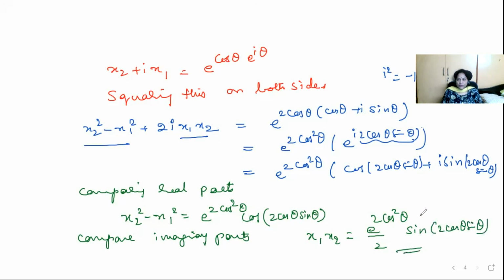I hope you have followed all the steps, and it seems to be a very good application of e power i theta. Whenever one series is in terms of cos, the other is in terms of sine, and also involves the expansion of e power x, it's easy to construct such good questions.